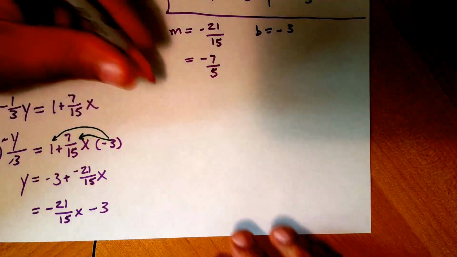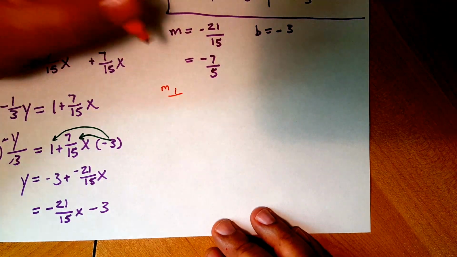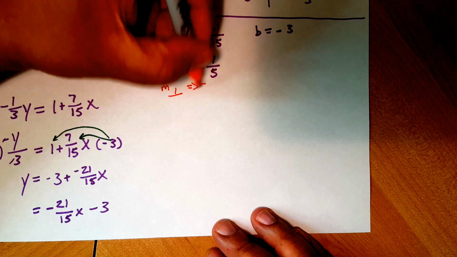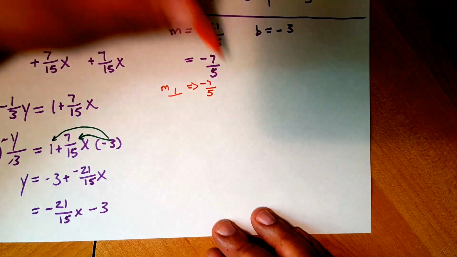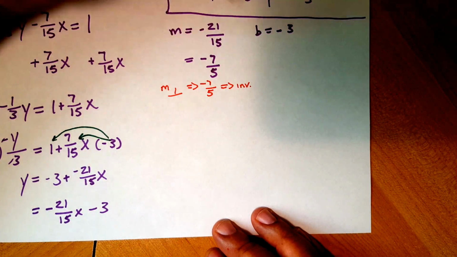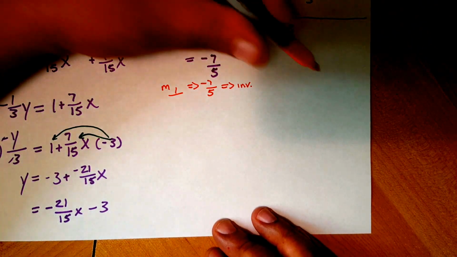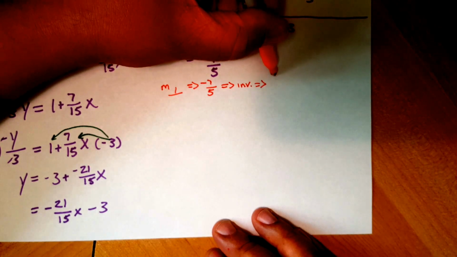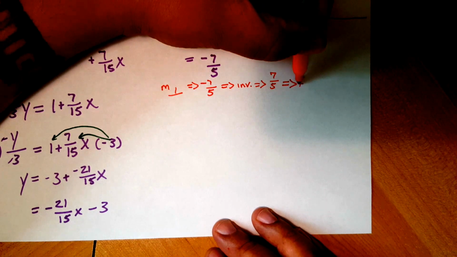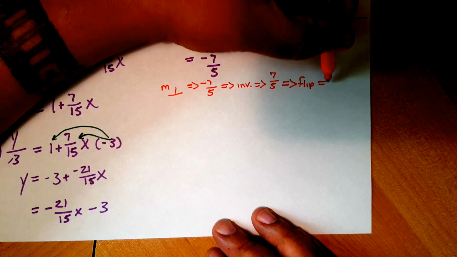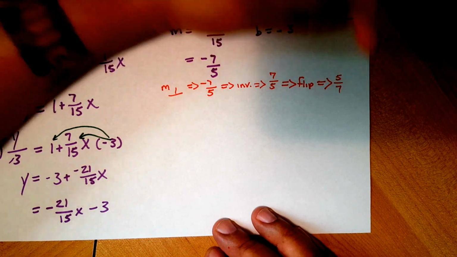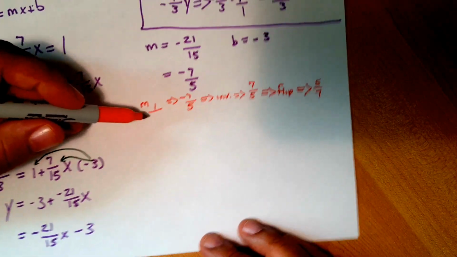So the perpendicular: we are going to have negative 7/5, and we are going to do the inverse. And the inverse of negative 7/5 is positive 7/5. And then we are going to flip and get 5 over 7. We turn it upside down. So my perpendicular is 5 over 7.